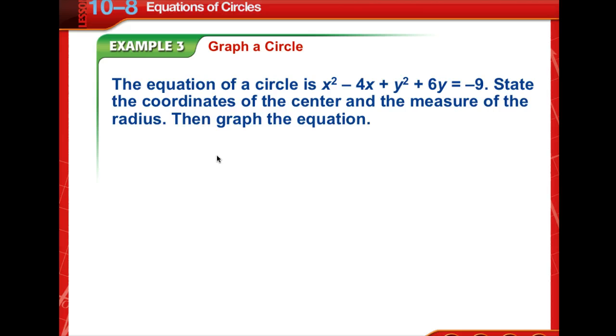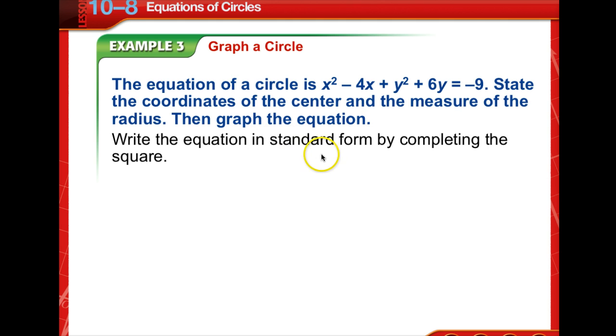Now we're going to graph circles. You can use the equation of a circle to graph it on the coordinate plane. To do so, you may need to write the equation in standard form first. Here we're given the equation of a circle, and that looks a little bit confusing, doesn't it? State the coordinates of the center and the measure of the radius, then graph the equation. First of all, we need to write it in standard form by completing the square.